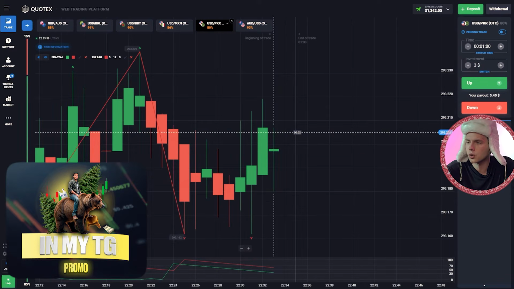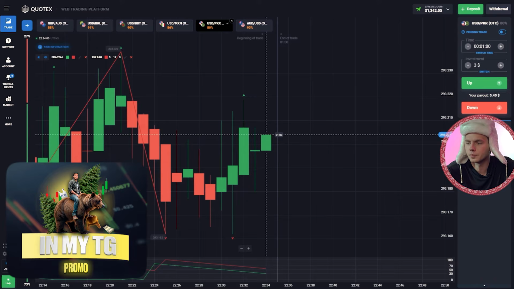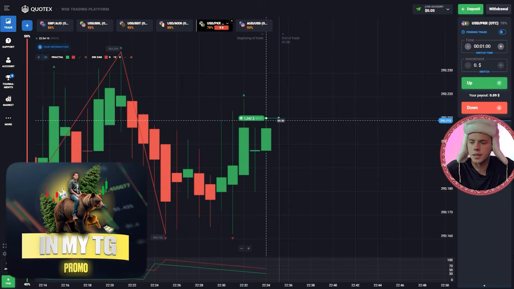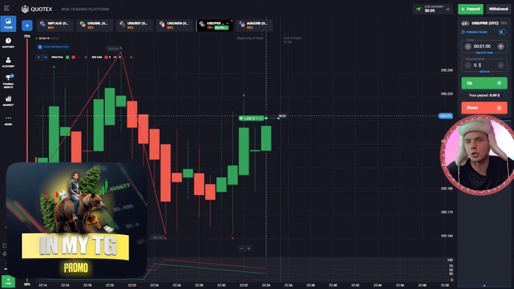So yes, okay, what do we have over here? Upgoing trend, opening a buy trade as well. Well, yeah, here if you take a look at the arrow indicator, you may say that nothing special, but this is not the only thing you should look at.